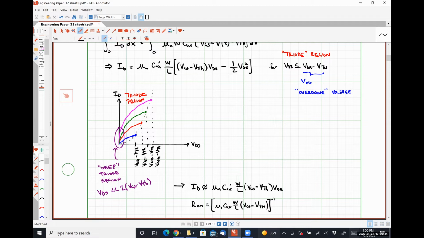So for very specific bias voltages, we can make this guy behave like a resistor, which is fantastic in integrated circuit design, because the physical size of a transistor is usually much, much smaller than the physical size needed to implement a resistor. All right. So this is triode region operation. Any questions?